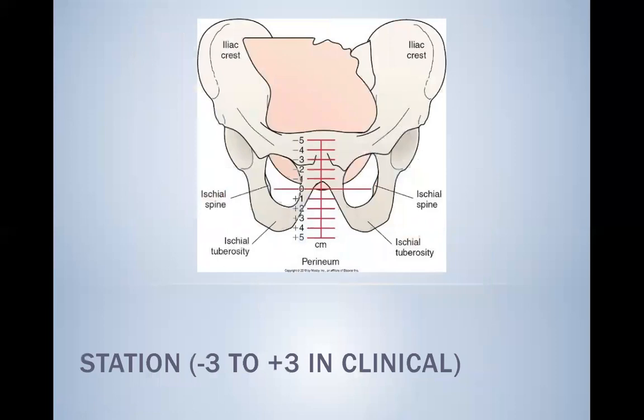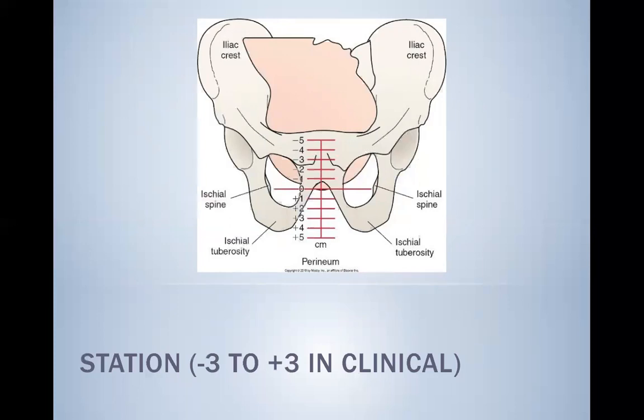So another aspect of the positioning of the baby has to do with the station. When we talk about the station, we're talking about the head as it relates to the ischial spine. So the ischial spines are 0. And when we're feeling for the station of the baby, we're going to be feeling for those ischial spines on the mother to determine where our 0 station is. And then we assess where we go from there.